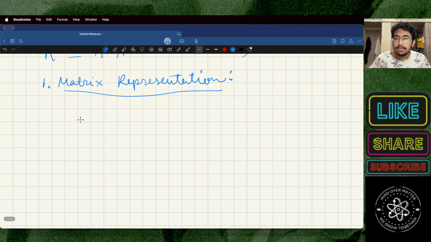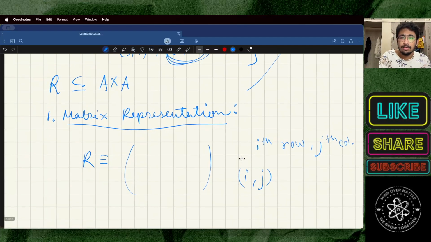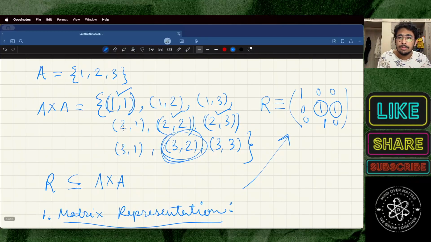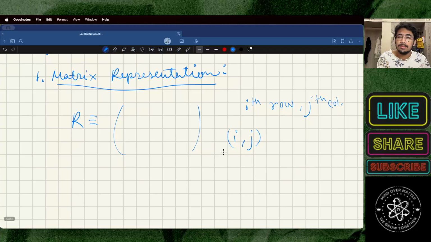A relation is represented by a matrix, and the element in the ith row and jth column signifies the relation between the ith and jth elements of A. Suppose I take this example: it is in the second row and first column, and it says that the second element and the first element are related, just like that. So this is the matrix representation.